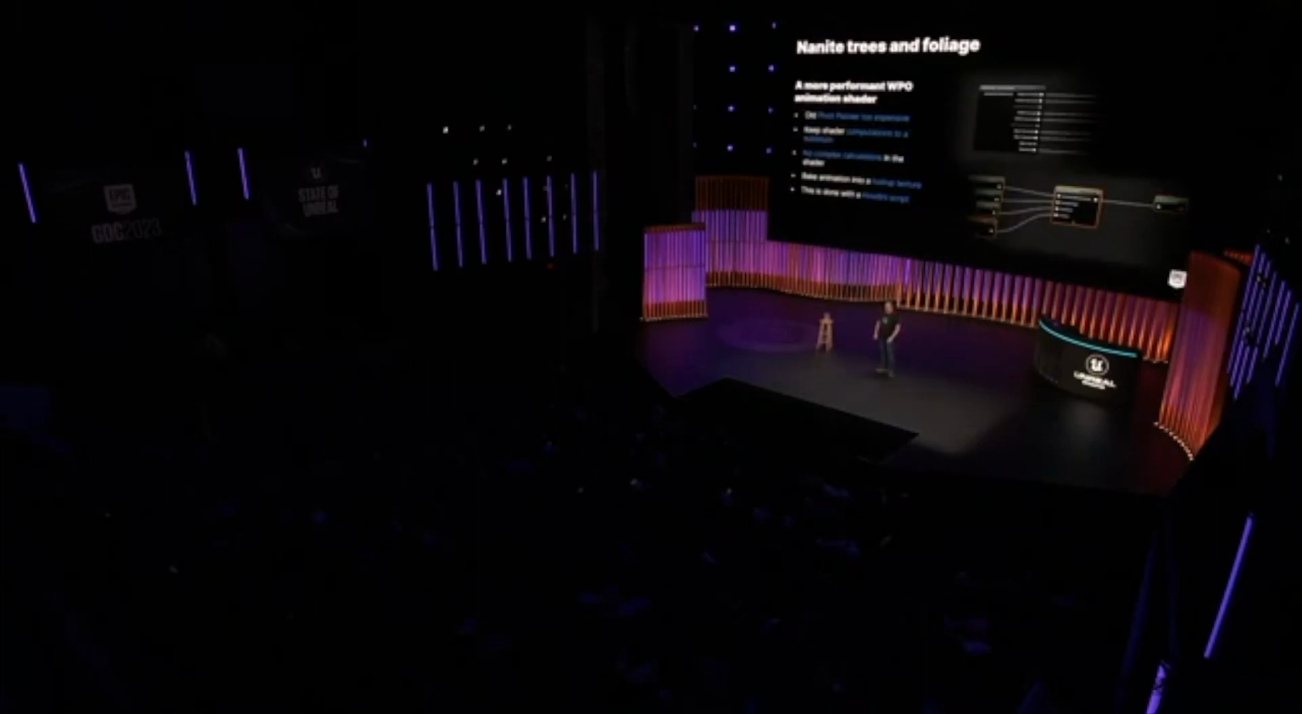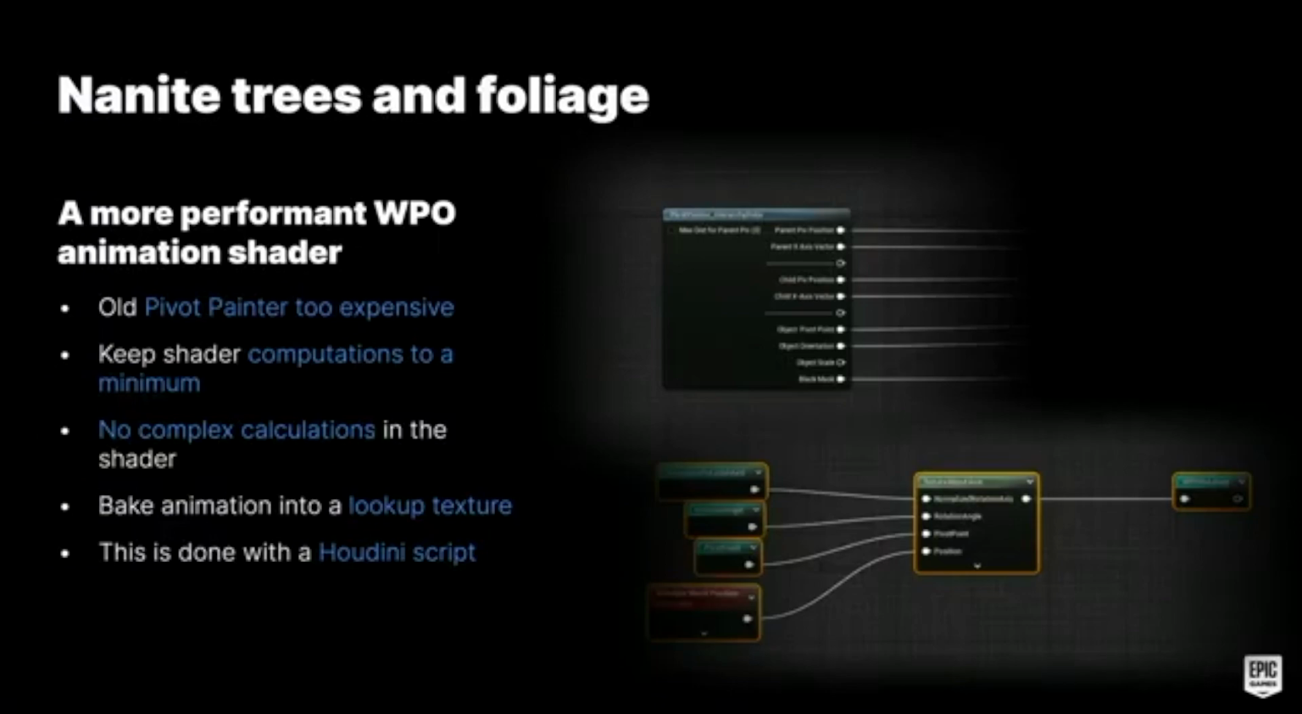Then we needed to optimize our world position of the shader for the animation. Our old pivot painter script was way too expensive for these trees. We needed something very simple without complex calculations inside of the shader. Our approach to that was using more lookup textures.